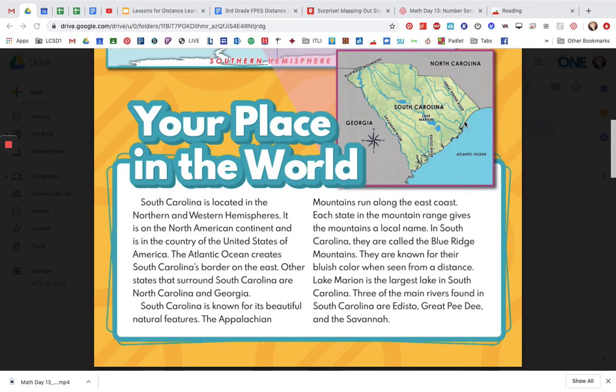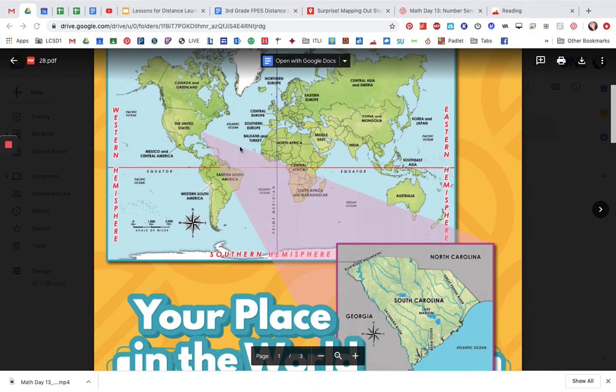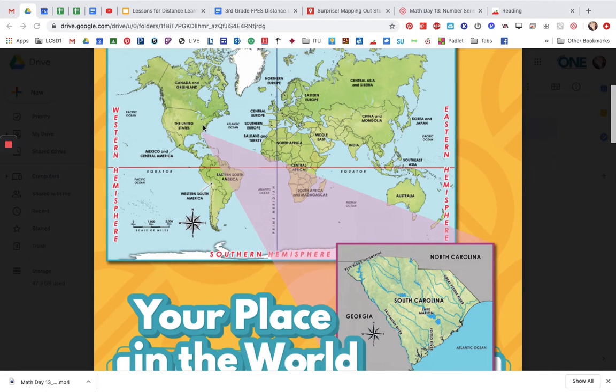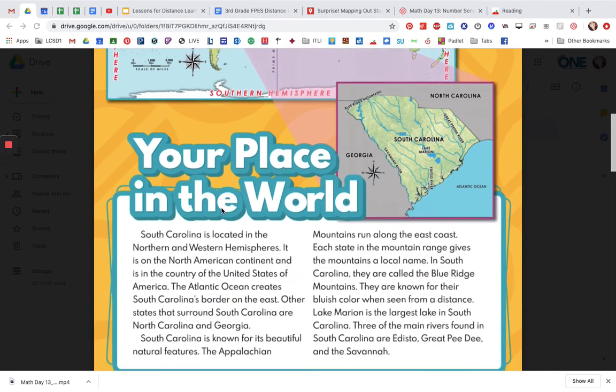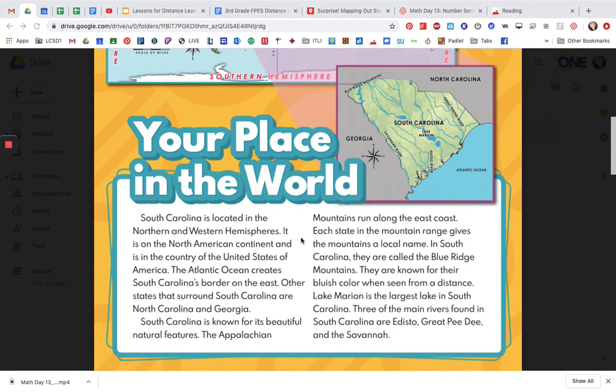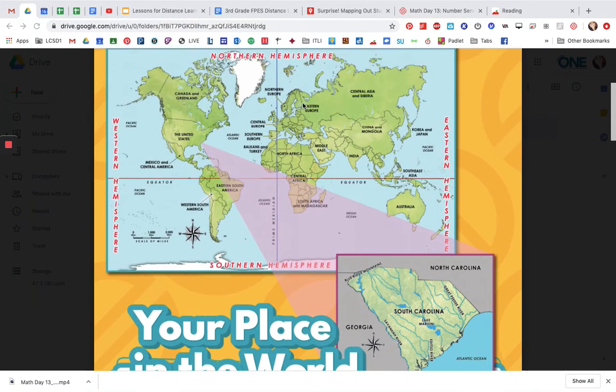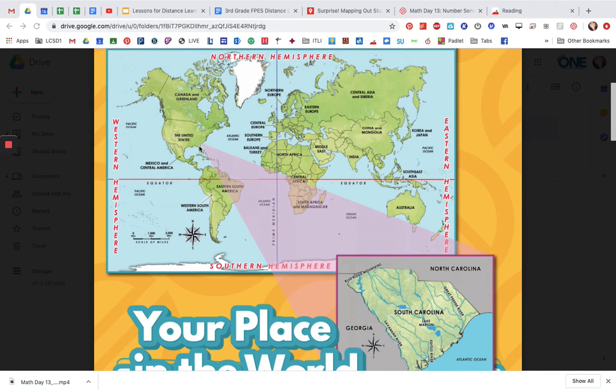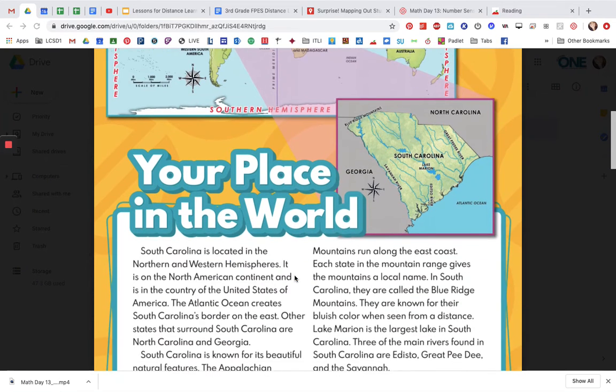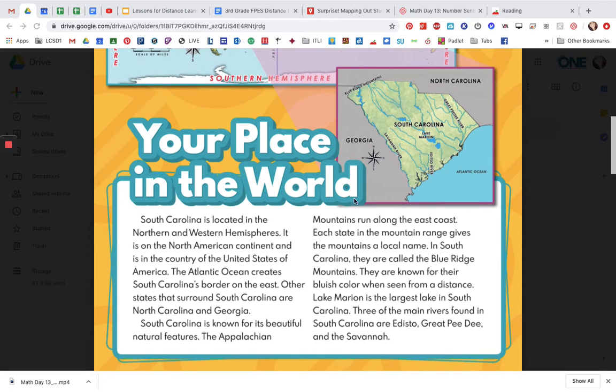The Appalachian Mountains do not run along our east coast. They run along the east coast here of the whole United States. Just wanted to clarify that. Each state in the mountain range gives the mountains a local name. In South Carolina, they are called the Blue Ridge Mountains. So see, they're actually on the west side of our state, but they're on the east coast of the entire United States. And we call them the Blue Ridge Mountains. They are known for their bluish color when seen from a distance.